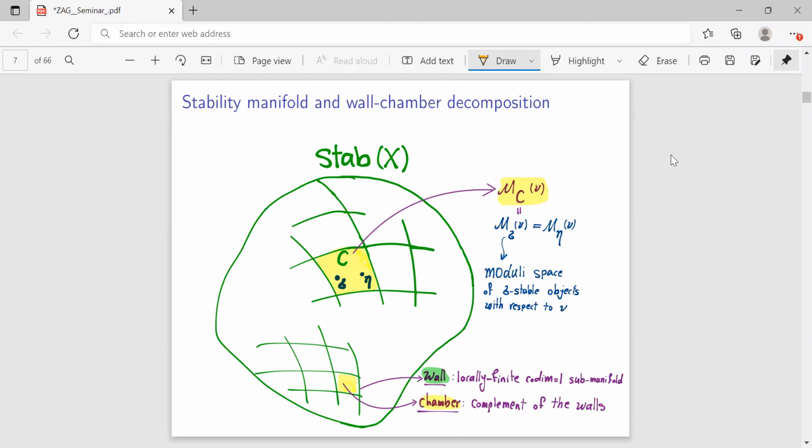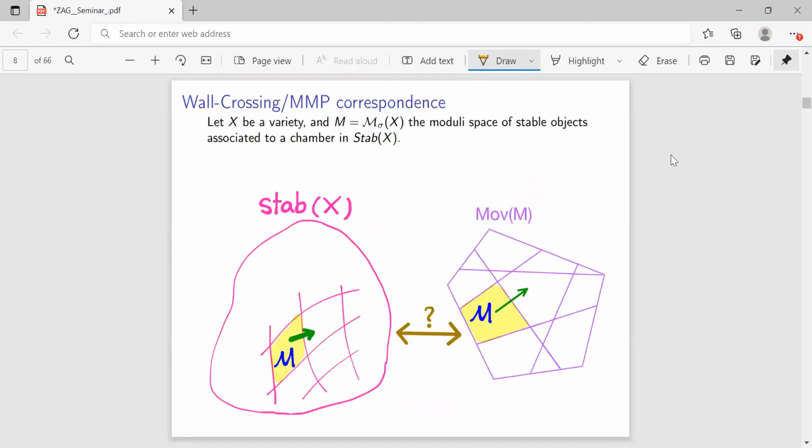Okay, the next picture is related to explaining this correspondence between wall crossing and MMP. Let X be a variety and M the moduli space of stable objects, so this is M_sigma of v, I assume, associated to the chamber in Stab of X. Basically, this is a stability manifold, and one of the chambers, the moduli space associated to the chamber, is this M. So we know that in the ideal situation, we have wall and chamber decomposition here.